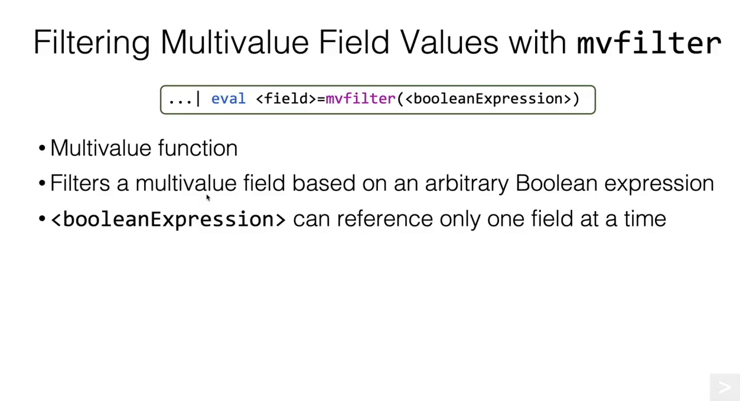The MV filter function allows you to filter multi-value fields based on a Boolean expression. We can narrow results based on values in a multi-value field using MV filter. The MV filter function takes a Boolean expression as an argument, which could be a function that returns true or false.